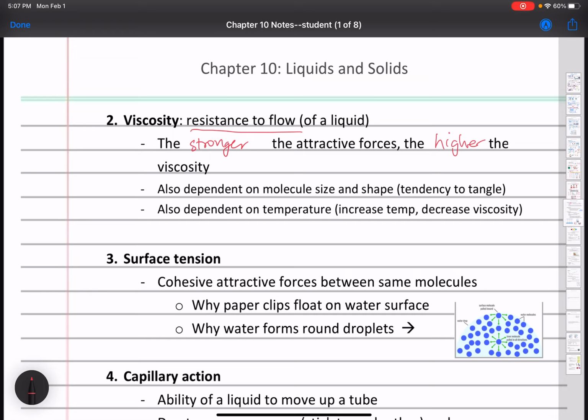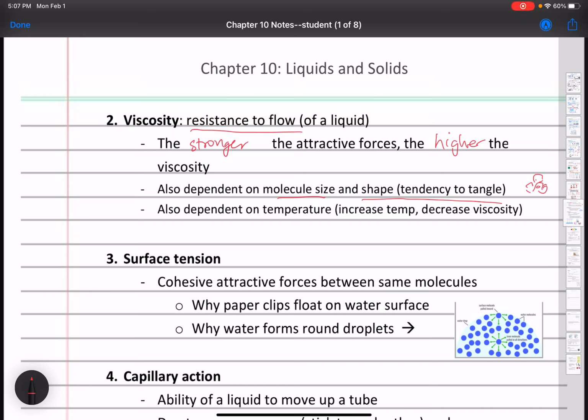Other things that determine viscosity are the size of the molecule and its shape. When something is in a liquid, the molecules are just rolling around and flowing all over each other. So if a molecule is long and has lots of branches or spikes on it, then those molecules have a tendency to tangle. That's going to increase the viscosity. So it's not totally about attractive forces.